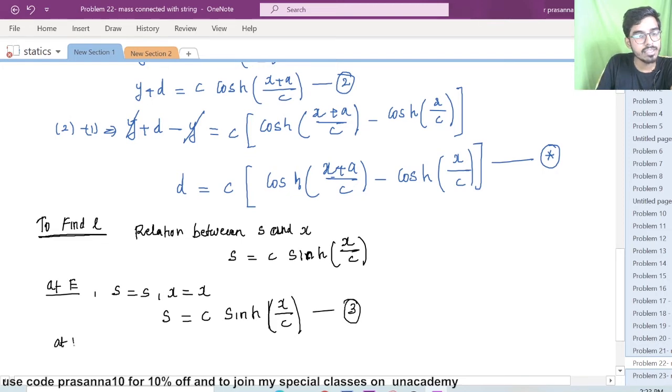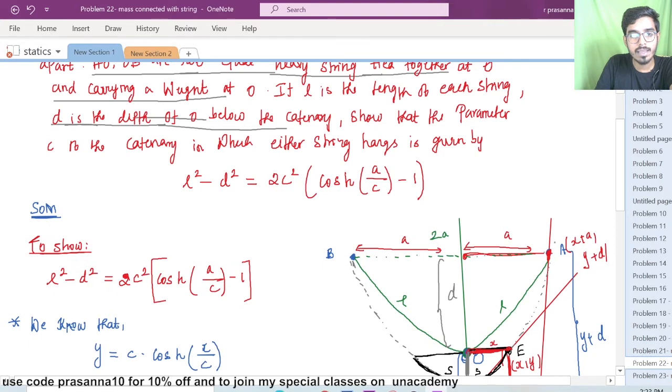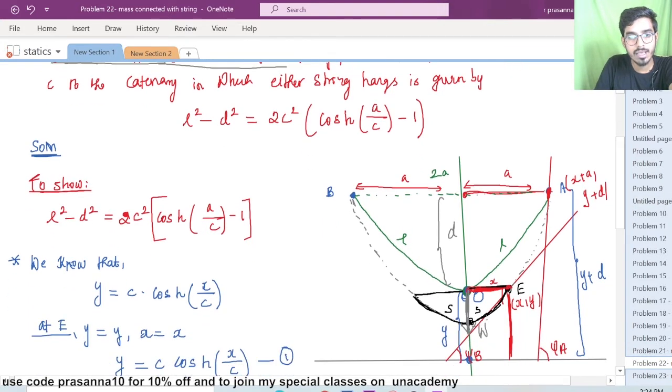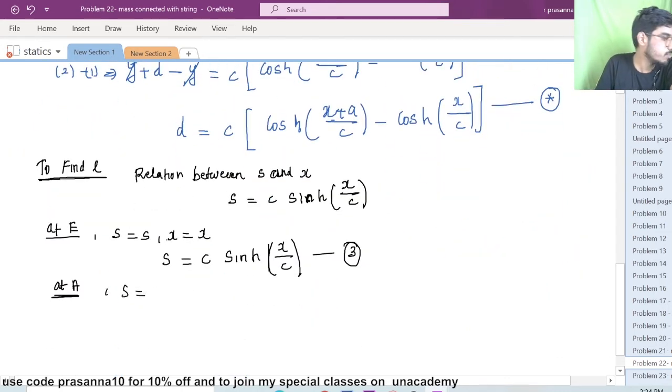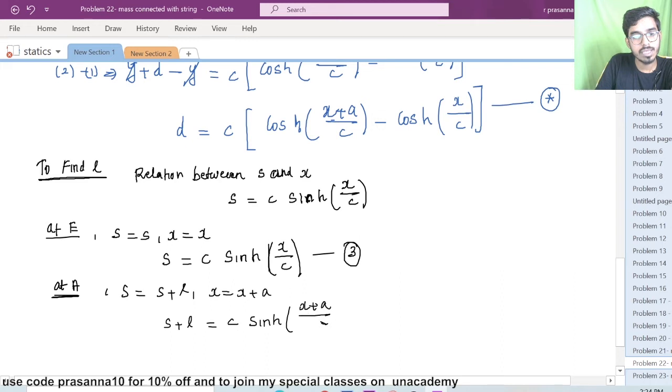Now at A, what is my s now? At A, my s is the length from the lowest point to A. From here to here it is s, and from here to here it is L, so it will be s plus L. And what is x? x is x plus a. So at A, my s is s plus L and my x is x plus a. So this equation will be s plus L is equal to c times sinh((x plus a)/c). Mark this as equation number 4.